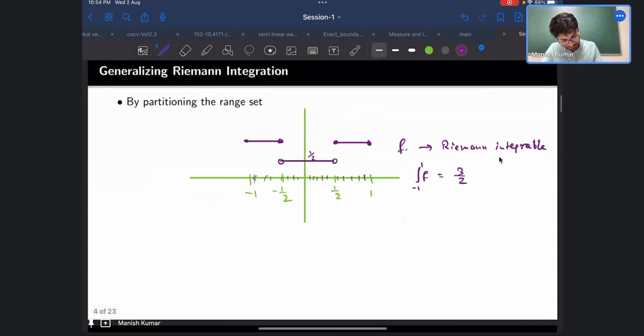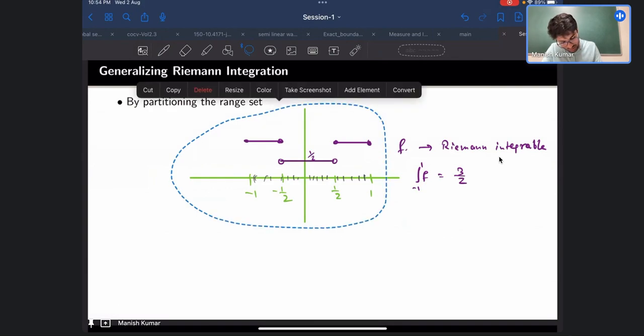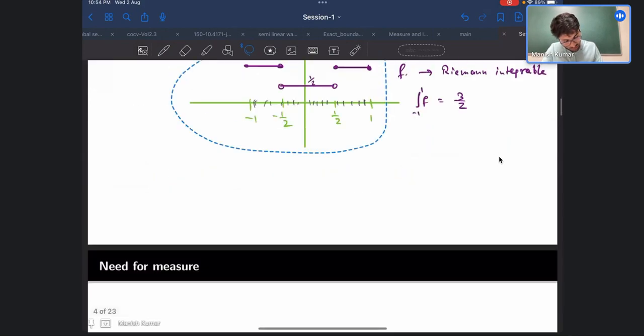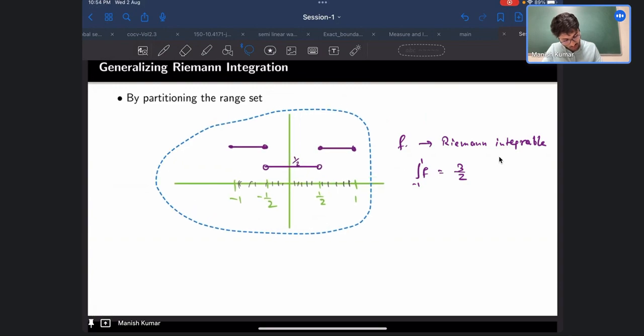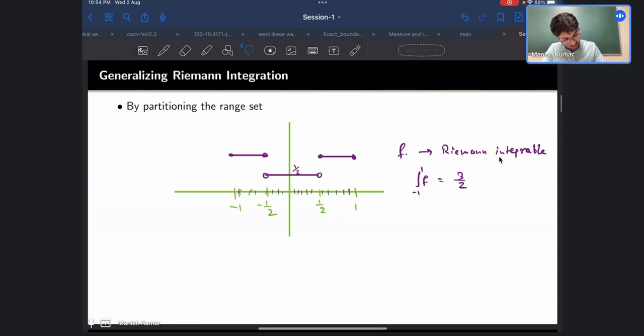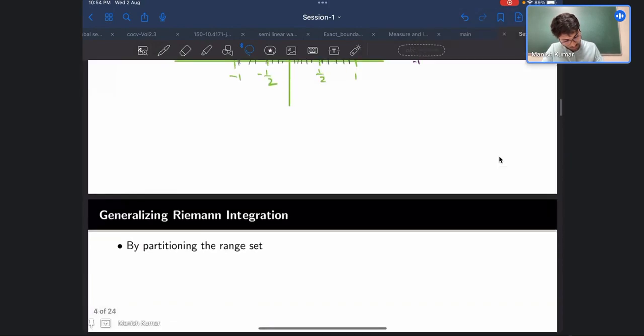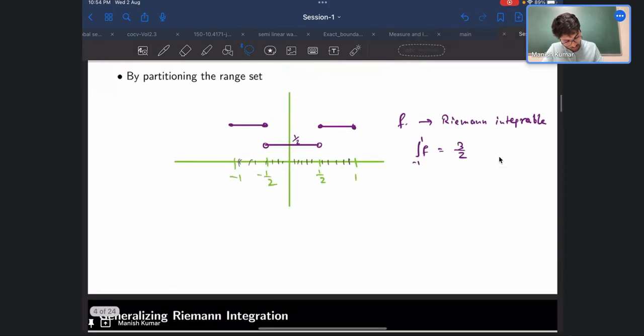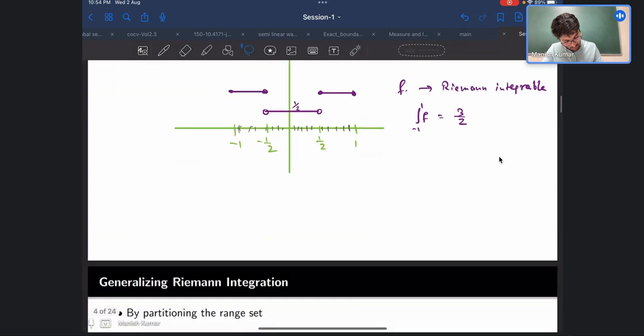Now the next goal is that we can generalize this to Lebesgue integration. I'll show how to go for the Lebesgue integration, let me write it here itself.